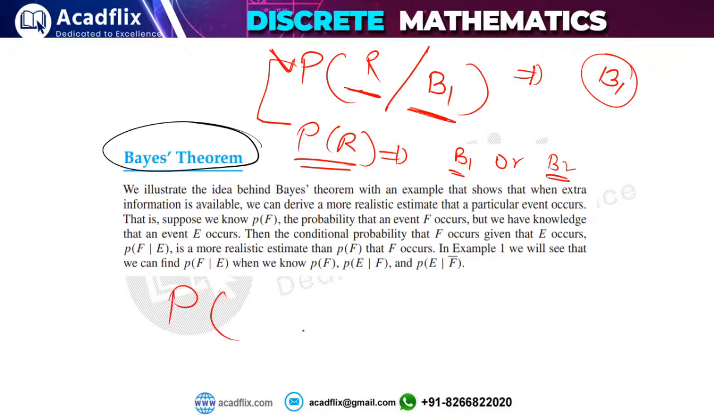Conditional probability means the probability of E given that F has already occurred. This event F has already occurred, like picking box 1 has already occurred. Okay. Sarika, Pooja, is it clear? Are you getting the difference between these two questions?